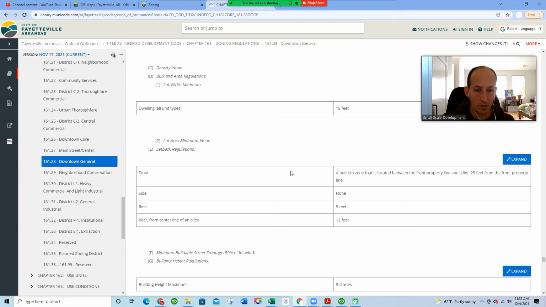Setbacks. So this is important too. So front setback. In this zoning, it says a build to zone that is located between the front property line and the line 25 feet from the front property line. So what this is saying is that rather than what most people are used to, which is building setbacks, where buildings have to be set back at least 10 feet, 25 feet, whatever it is from the street, or the sidewalk and the right of way. So in RSF4 in our city, and probably most, you may have a 25-foot setback. So houses have to be set back from the road.